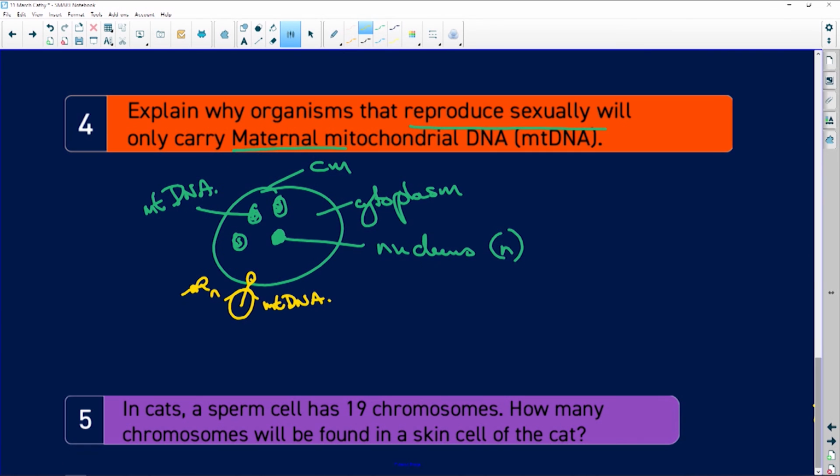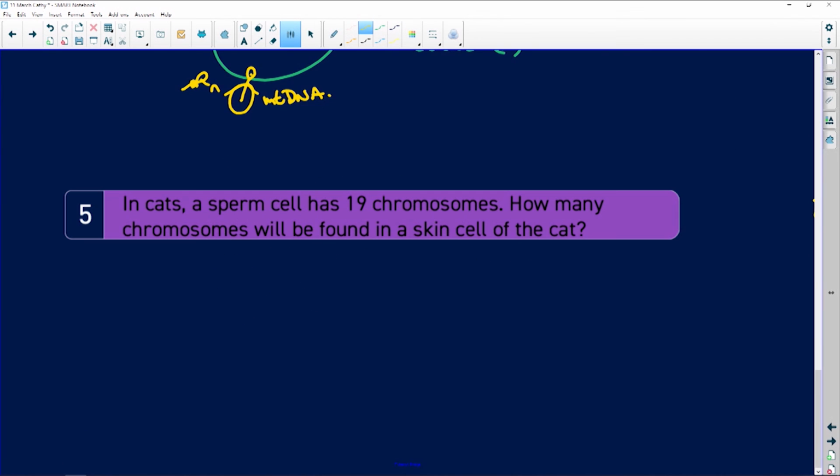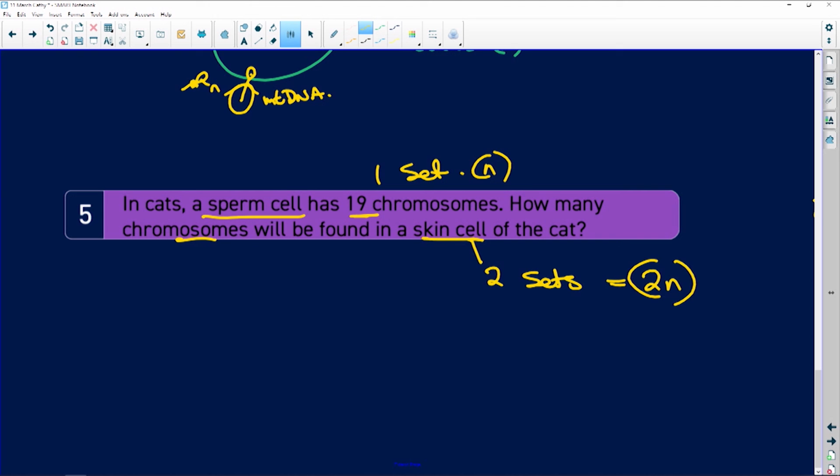And then our last question, and oh, this is an easy one. If a cat's sperm cell has 19 chromosomes, so that is one set of chromosomes, so therefore it is haploid, how many chromosomes will be found in the skin cell? The skin cell is going to have two sets because it is diploid, and therefore, what is 19 times 2? It is going to be 38. So it will have 38 chromosomes.